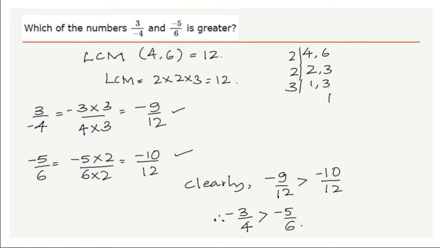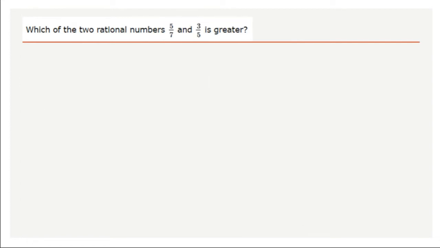There is another method to compare rational numbers, that is by multiplying the numerator of the first rational number with the denominator of the next rational number and comparing it with the product of the denominator of the first rational number multiplied by the numerator of the next rational number. We shall see that.